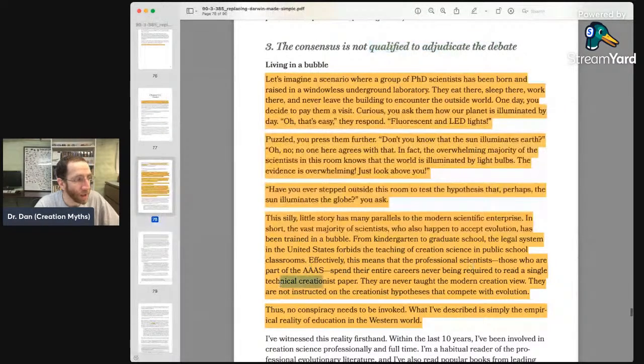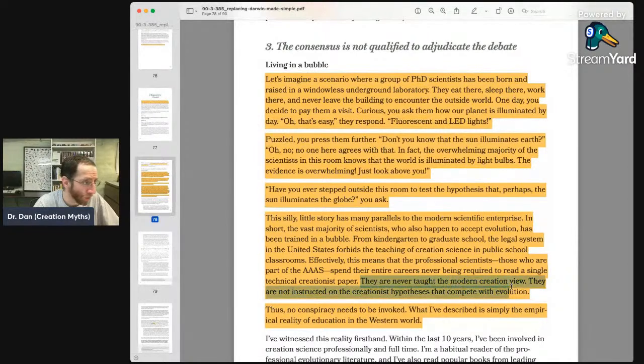Almost none of these things, technical creationist papers, exist because creationists don't even attempt to do peer review. There's like a handful in the last decade that you can point to. And I like talking about those papers. I've talked about a number of them.